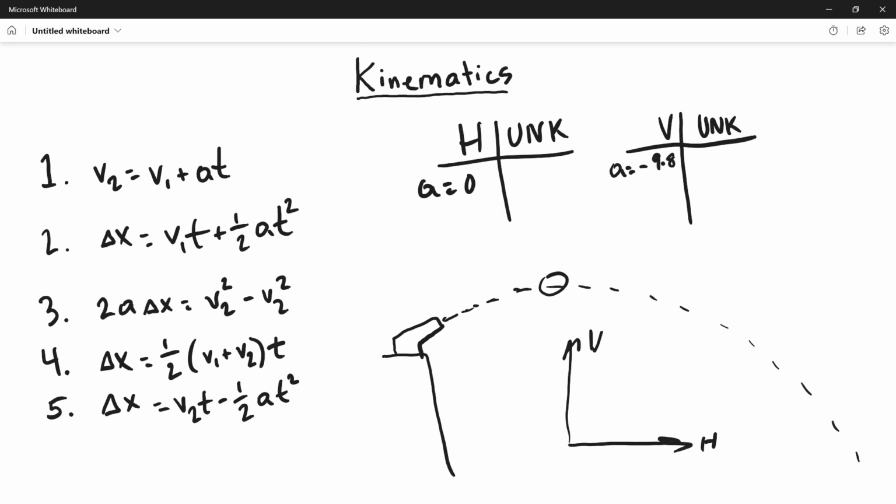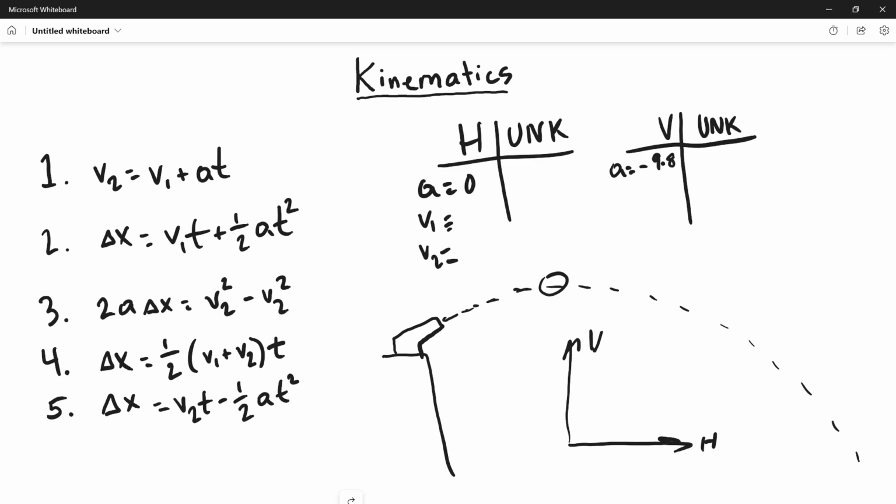Your v1 and v2 will always be the same. And remember, if you have the same v1 and v2, if those are the same value, then you need 4 things in your given section in order to solve it. So this situation wouldn't work. You need the delta x or the time.